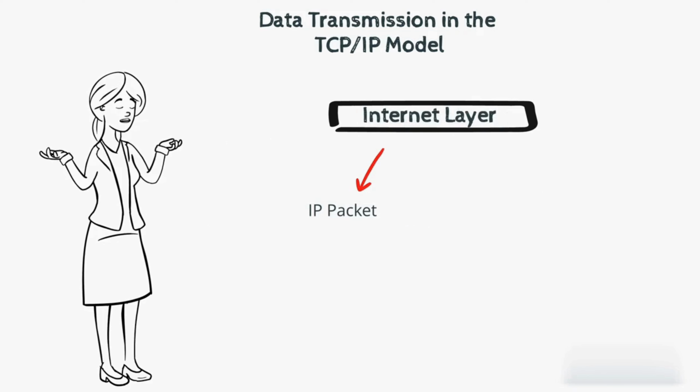3. Internet layer. IP packet. The TCP segment is encapsulated into an IP packet. The IP packet includes the source IP address, the user's device, and the destination IP address, the web server. Routing. The IP packet is routed through various network devices, routers, to reach the destination IP address.